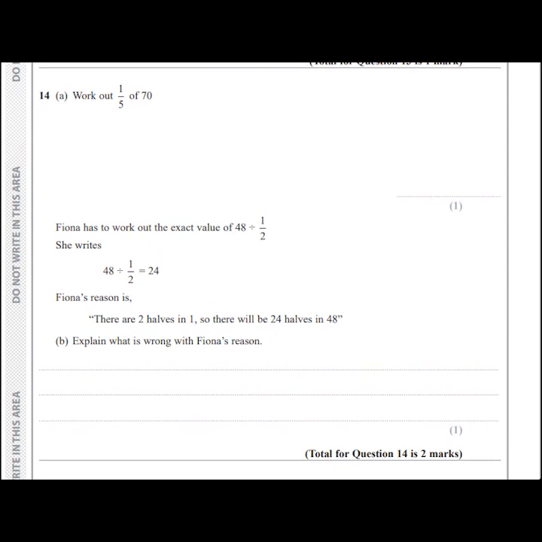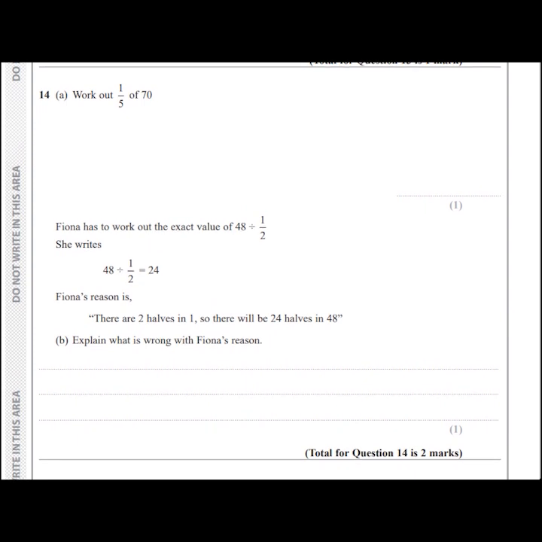Now, question 14, work out a fifth of 70. So a fifth of 70, that's 70 over 5. And this is easier if we think of this as 70 divided by 5. So now what's 70 divided by 5? My favourite method of doing division is called the bus stop method. So we write 70, the thing to be divided, inside, and we write 5 next to it.